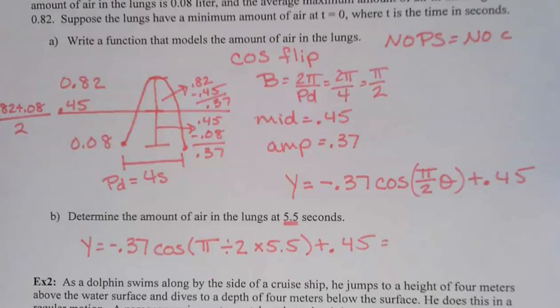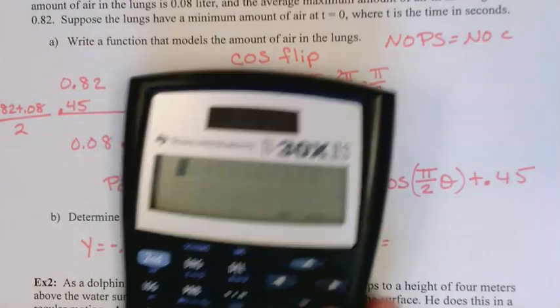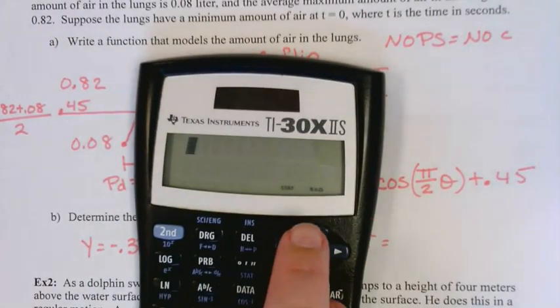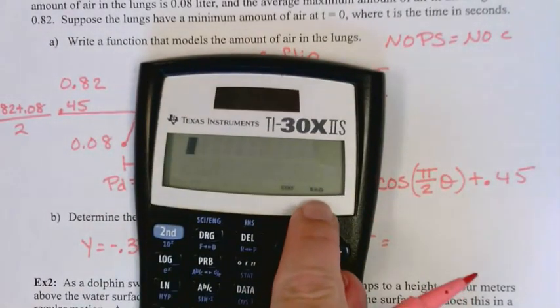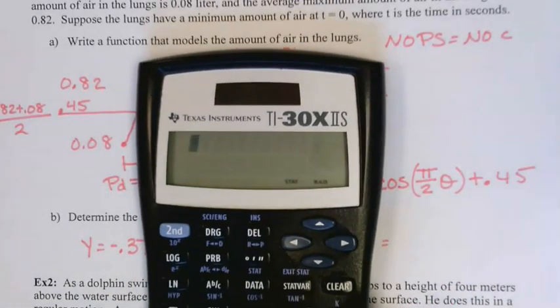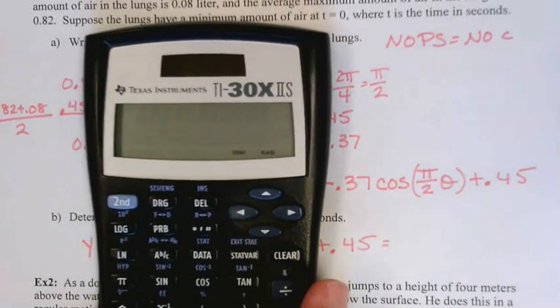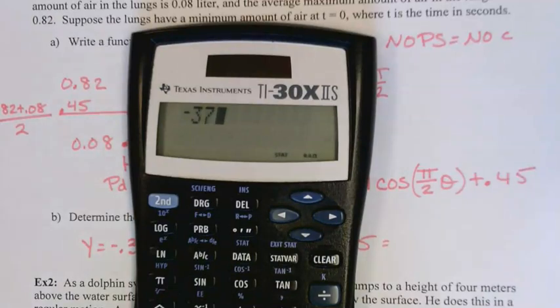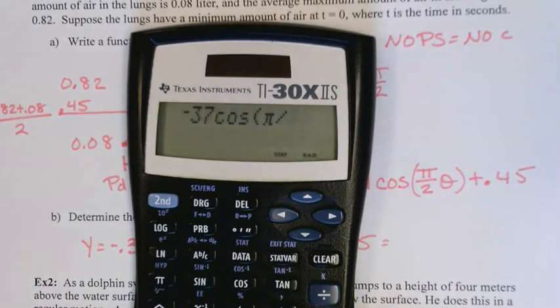So let me get a calculator. Please make sure, I don't know if you can see this, we're in radians, okay? So negative 0.37 cosine, pi is right here for me, pi divided by 2 times 5.5 plus 0.45.